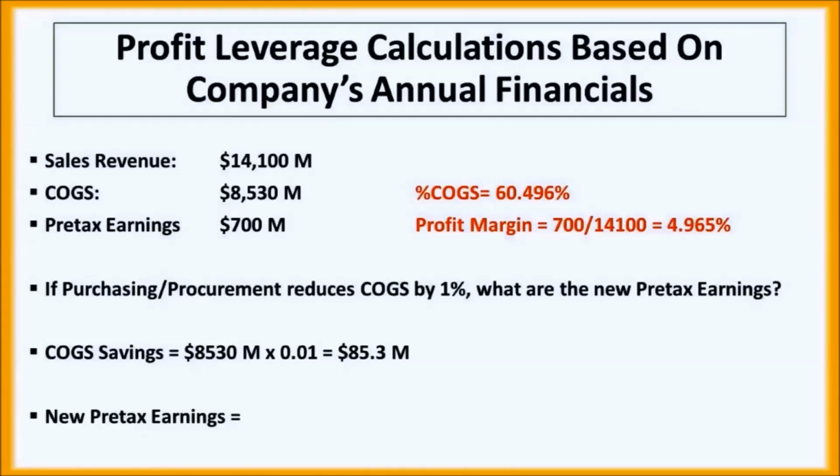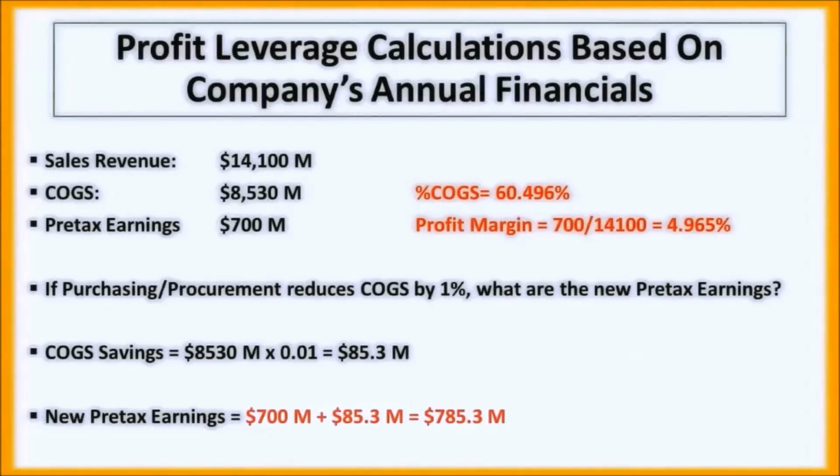Then we're able to take that number and calculate our new pre-tax earnings. So doing the calculation just as we did before, our new pre-tax earnings are 700 million plus the amount that purchasing or procurement saved, which comes out to $785.3 million for our new pre-tax earnings.